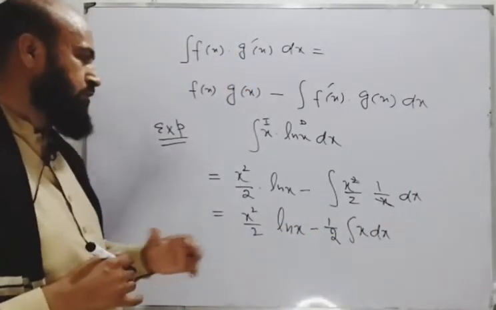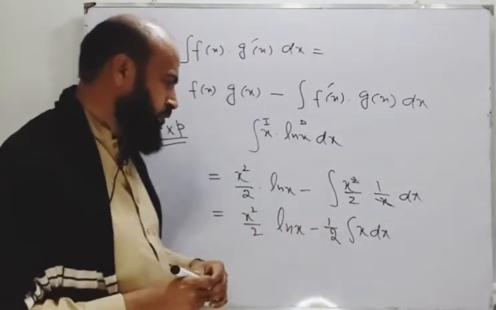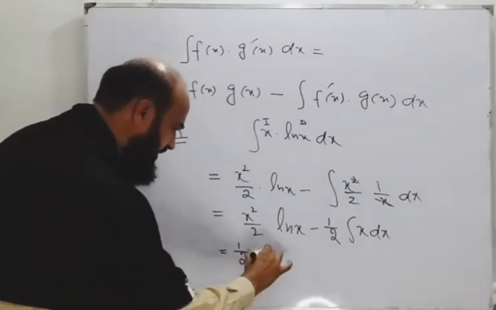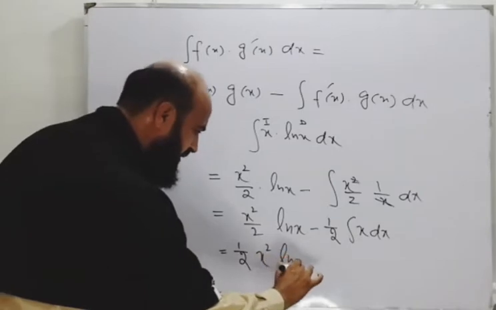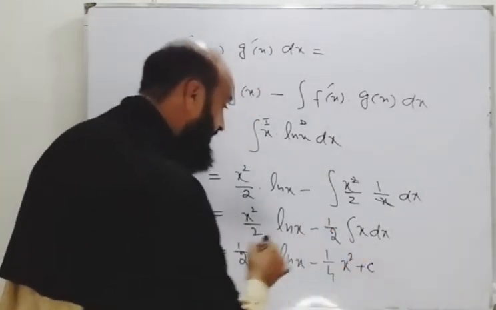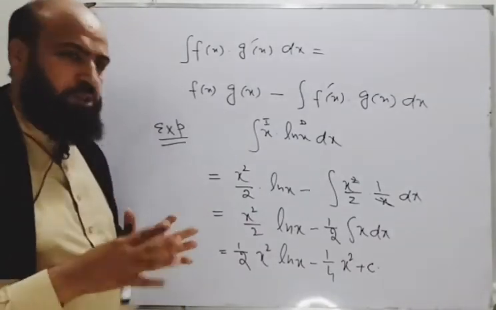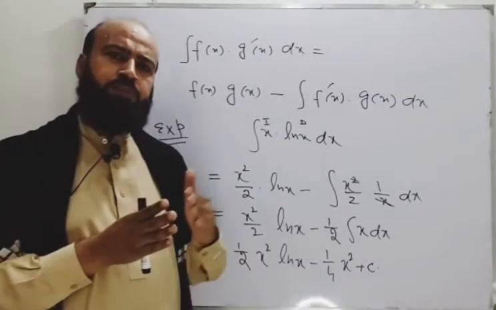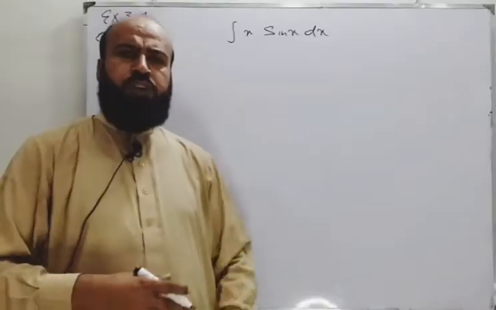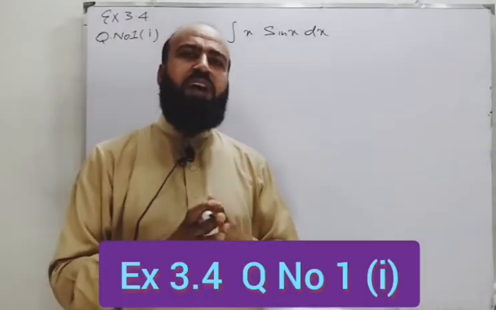It is not difficult for you to find the integration of x with respect to x, and this is very simple, x square by 2. So what we are getting is 1 by 2 x square natural log of x minus 1 by 4 x square plus c. Okay, so you have to judge by yourself which function should be in differentiation and which function should be in integration.